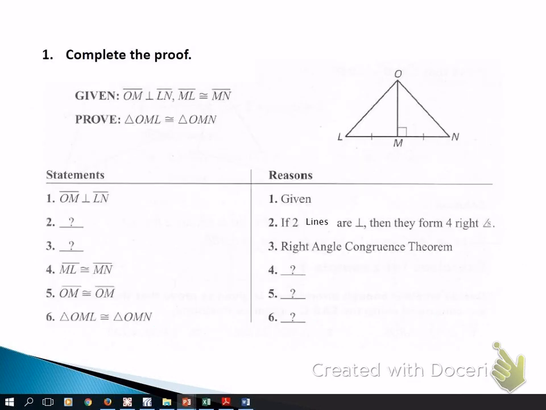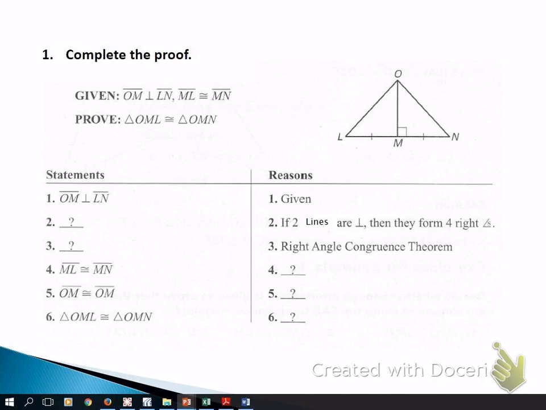Couple of proofs. Let's go look at these two proofs and then turn you loose on your homework. Okay? All right. So I want to prove triangle OML is congruent to triangle OMN. And I can pick those two triangles out pretty easily. They're here and here. And so I want to go to work.